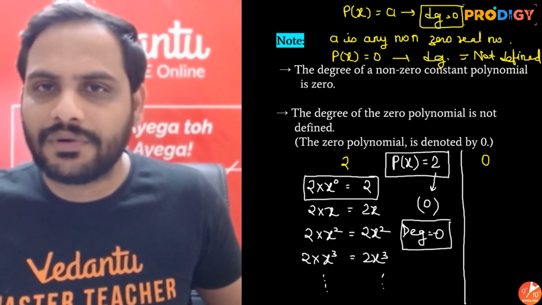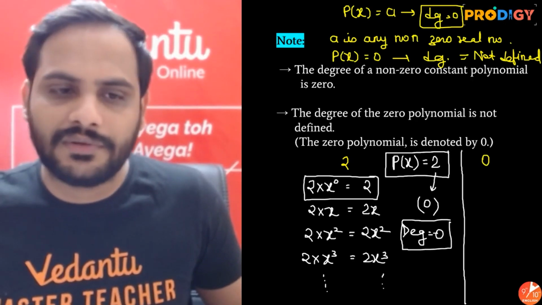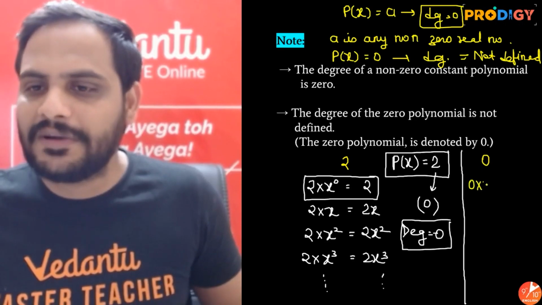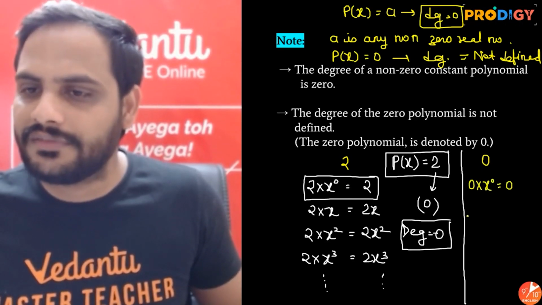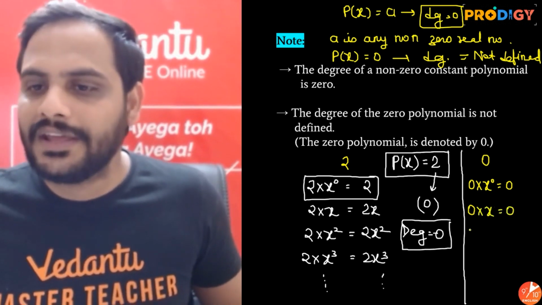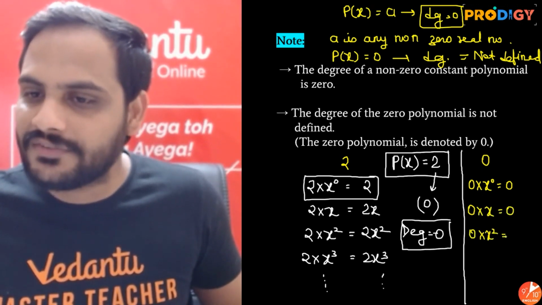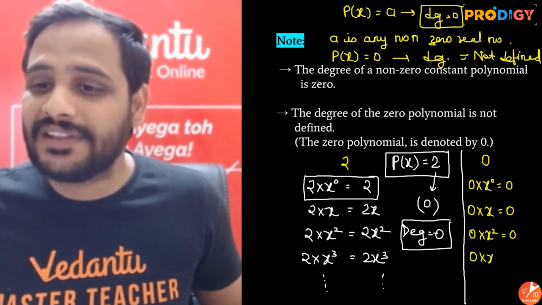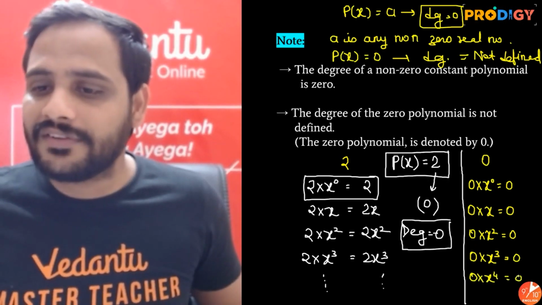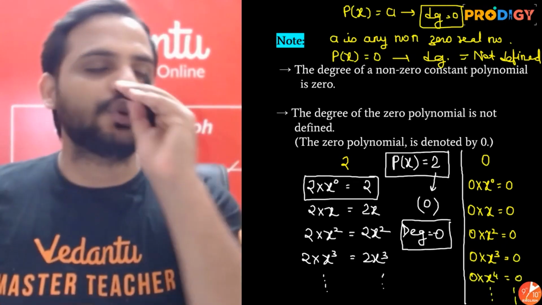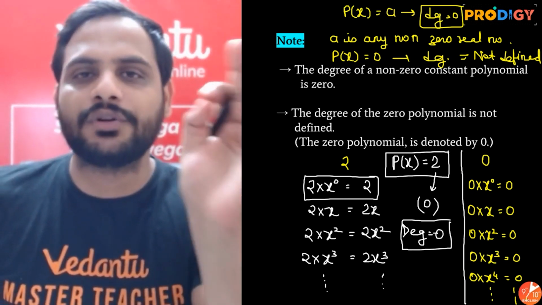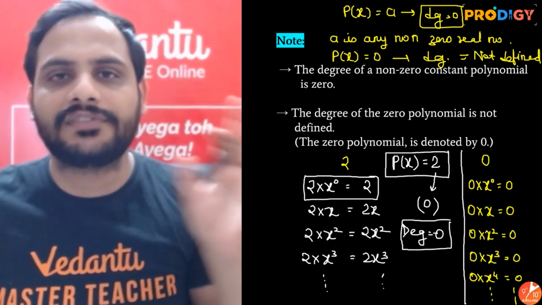If I say p(x) equal to 0, I can say it is 0 into x raised to the power 0. But just look at this. If I multiply 0 with x raised to the power 0, my answer is 0. If I multiply 0 with x raised to the power 1, my answer is again 0. With x square, again 0. With x cube, again 0. With x raised to the power 4, again 0. And every time, no matter what power of x I multiply 0 with, my answer is always 0.